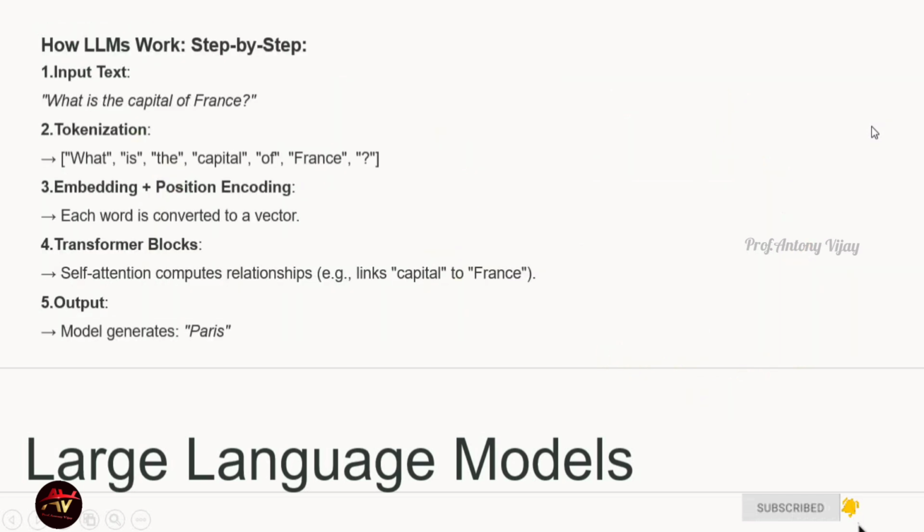And let's see the working of an LLM. So for example, I have an input: what is the capital of France. First of all, it will find the position of each word with the help of tokenization. So it is splitting the sentence into words like this: what is the capital of France, question mark. Likewise it will convert the words into vectors and do the position encoding process. And finally it can find the relationship between each word, and finally it is producing the answer, Paris. This is the general process of large language models.